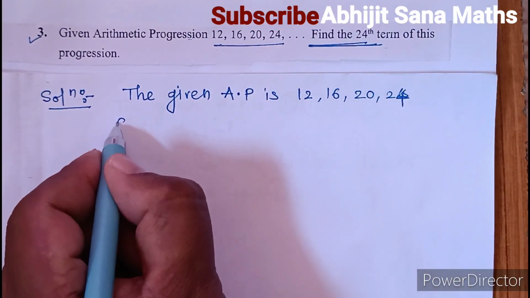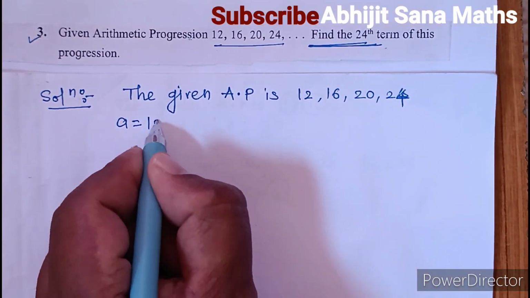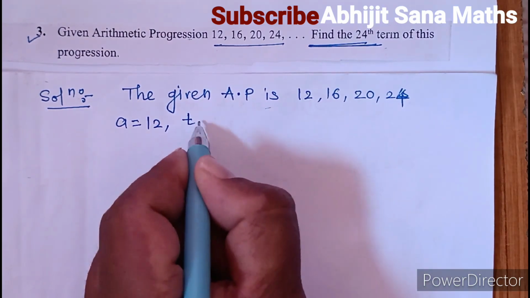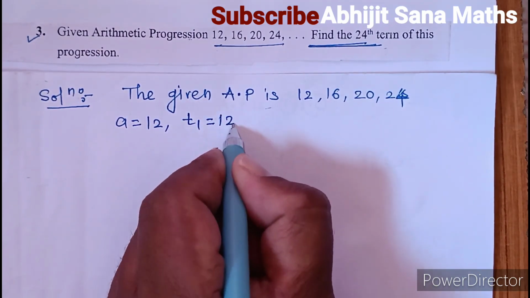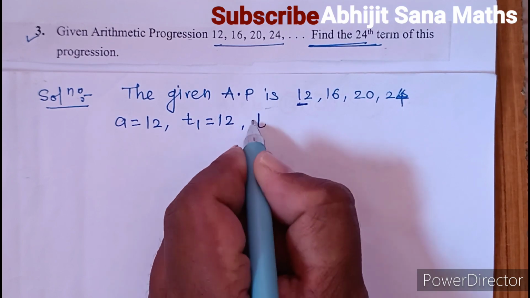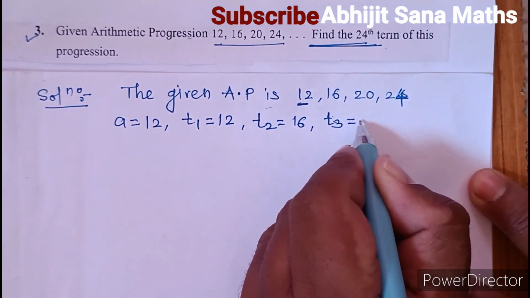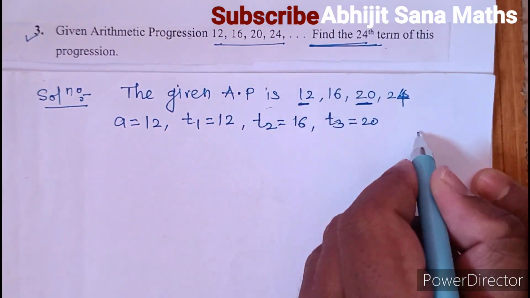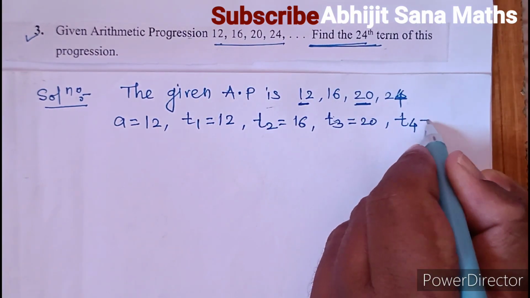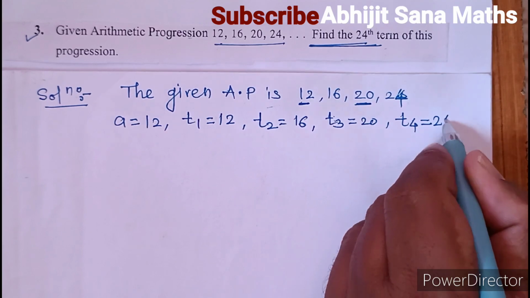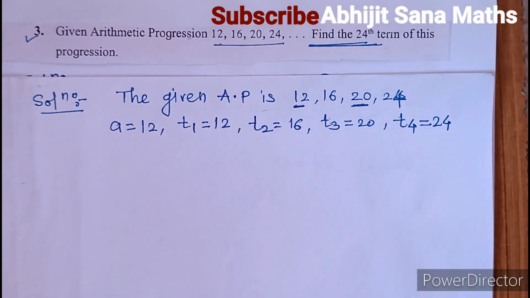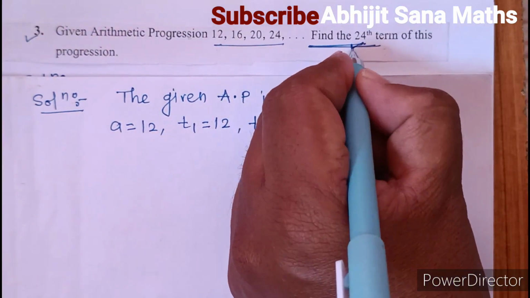Here the first term, or the value of a, that is a equals 12, or we can set t1 equals also 12, that is the first term. Now the value t2 equals 16, t3 equals 20, that is the third term, and the fourth term, t4, equals 24. Now we have to find the 24th term.